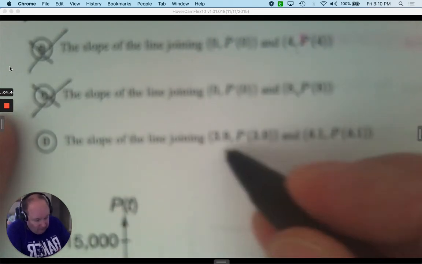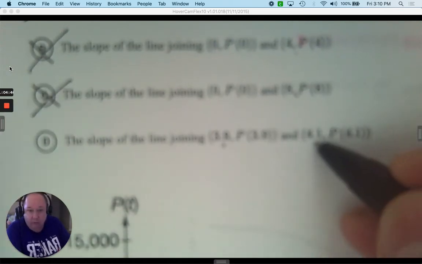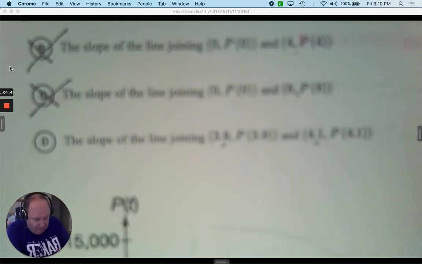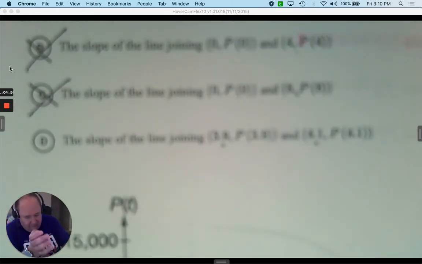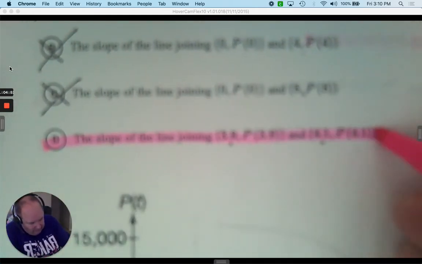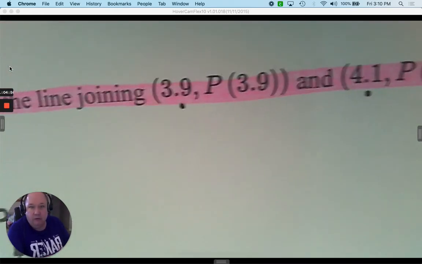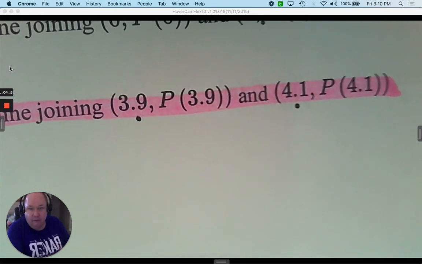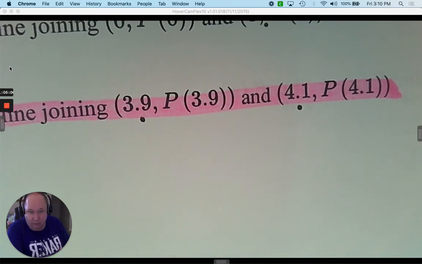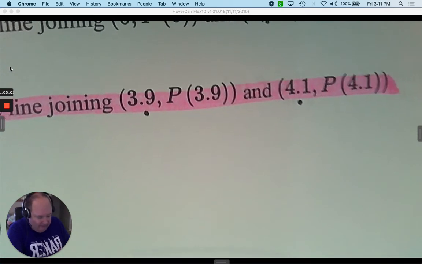The slope between 3.9 and 4.1, would that be a good estimate at 4? And the answer is yes. This one would give you the best estimate for the slope of the tangent line because it's the values closest to 4. So if you find the slope between 3.9 and 4.1, that would be the best estimate.